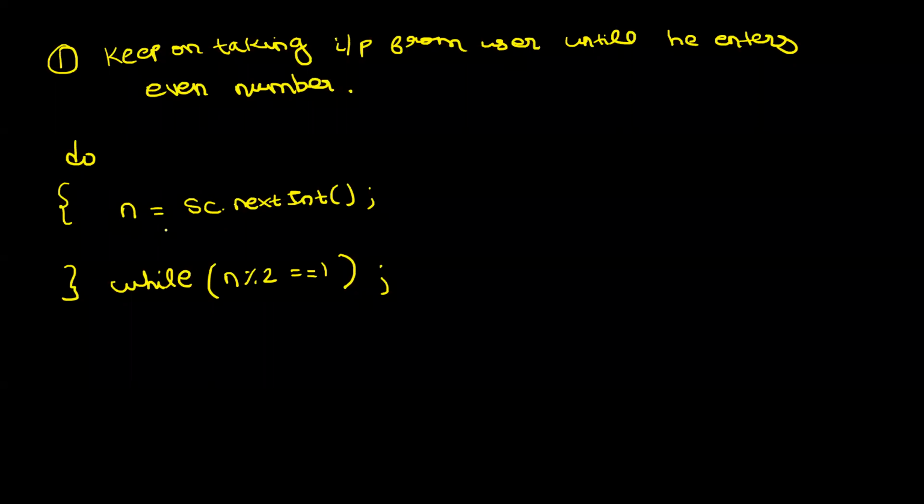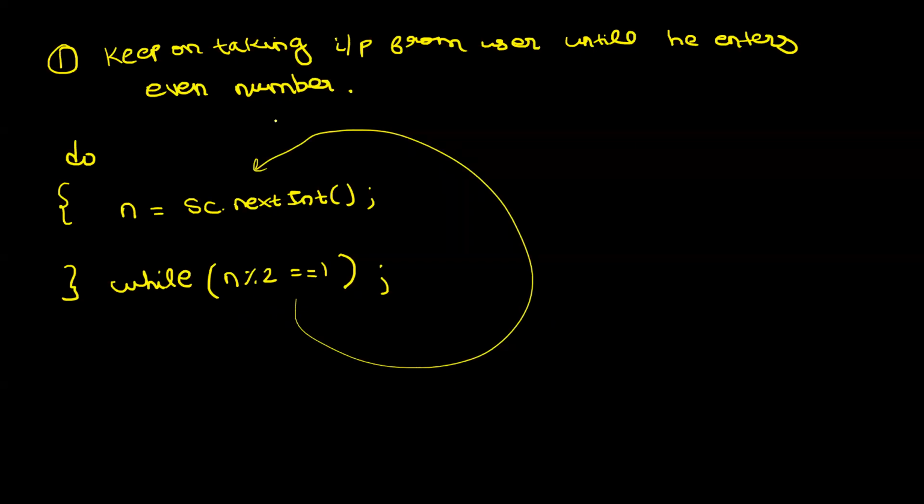Because first of all, you execute this statement, right? n = sc.next(). First of all, I take an input from the user. And then only I will go to check, is n % 2 equal to 1? If it is 1, that means it is an odd number. So I will again come and take an input from the user.